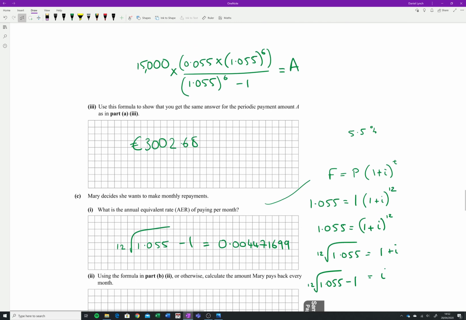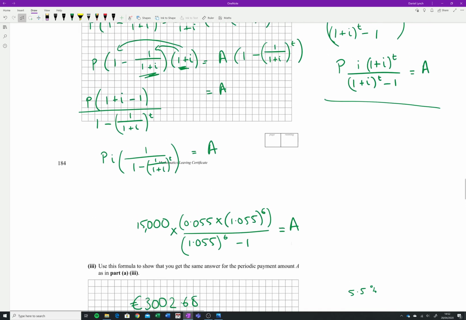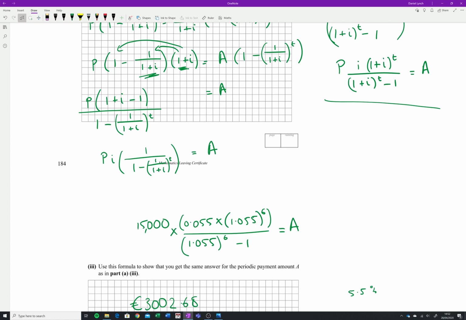Use the formula to calculate if she pays back monthly. We're still assuming that it is 6 years. If we're dealing with 6 years, you just need to be careful not to type in 6 anymore, because it's monthly. It's going to be 72 monthly payments. So it's 1 plus i to the power of 72, and it's 1 plus i to the power of 72 again, and minus 1.